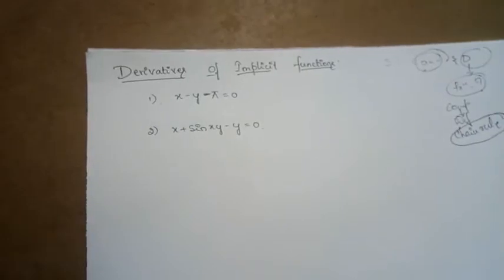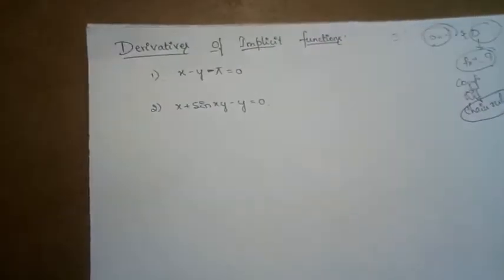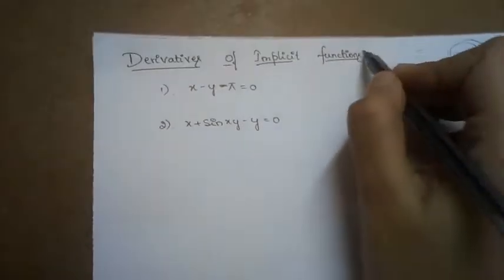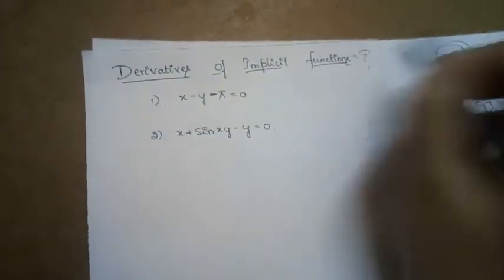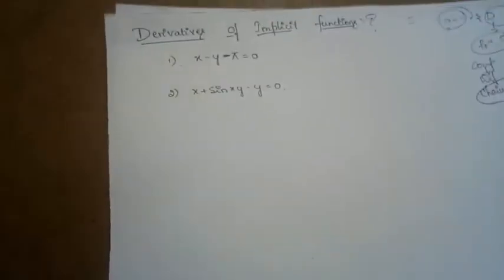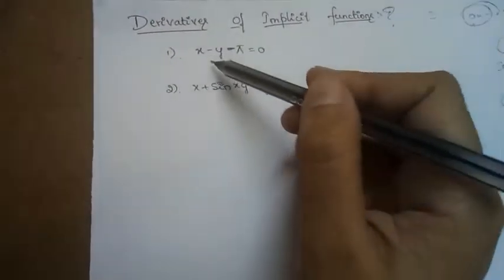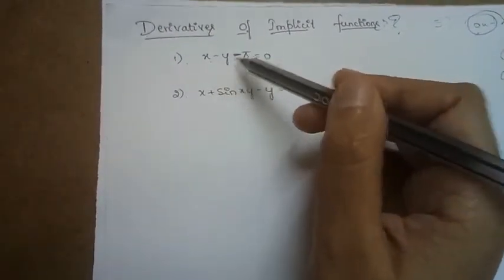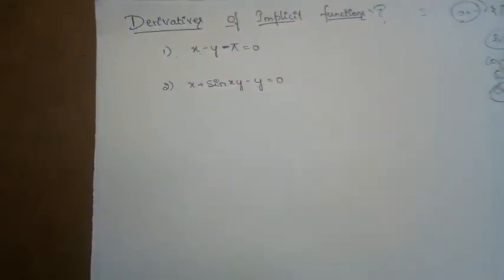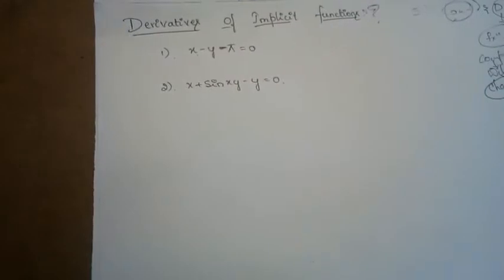So all these things we have come across in our previous video. Today in this video let us come across the derivatives of implicit functions. My first question: what are these implicit functions? Let us understand that first, then let us go to how we find the derivatives of those functions. Now you can see the two equations. In the first equation, x minus y minus pi is equal to 0, and in the second equation, x plus sine xy minus y is equal to 0.